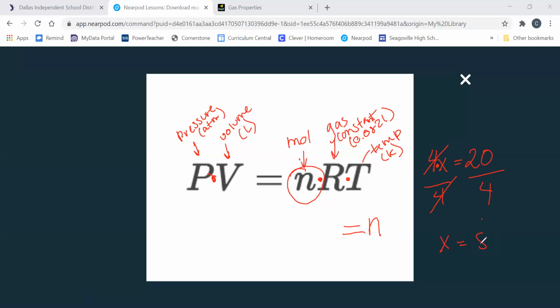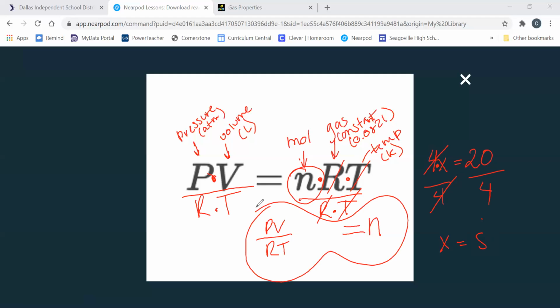In this one, it's basically the same thing, but we have to move the R and the T. If I do it on one side, I have to do it on both sides. Once I do that, the T and the R cancel out, and I have N by itself. So my formula is going to look like this. This is how I isolate N, or how I solve for N. Then I plug in my numbers here, I multiply, and then I divide by the R and the T. And that's how I move the N to the other side, or solve for N.